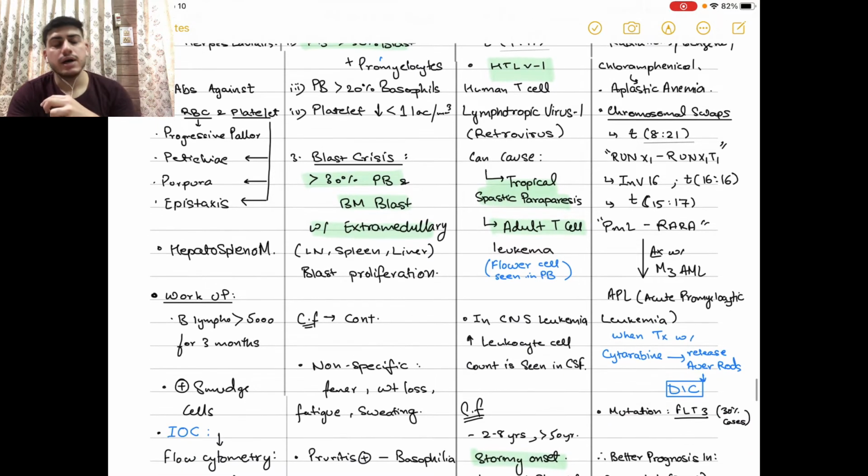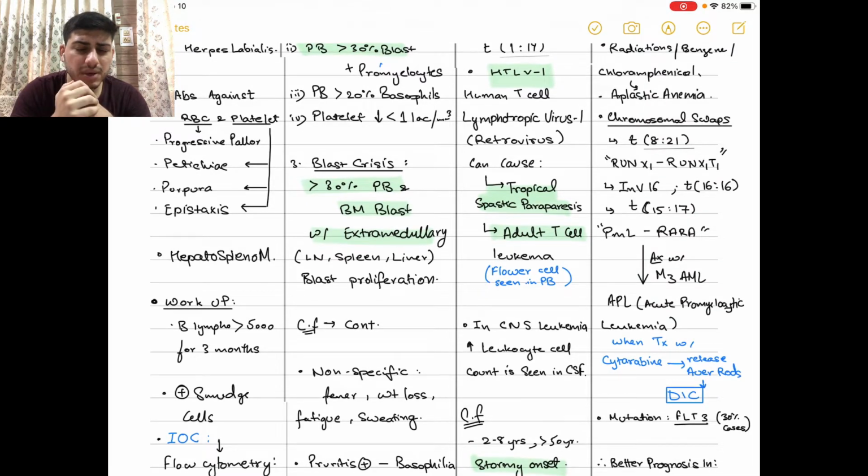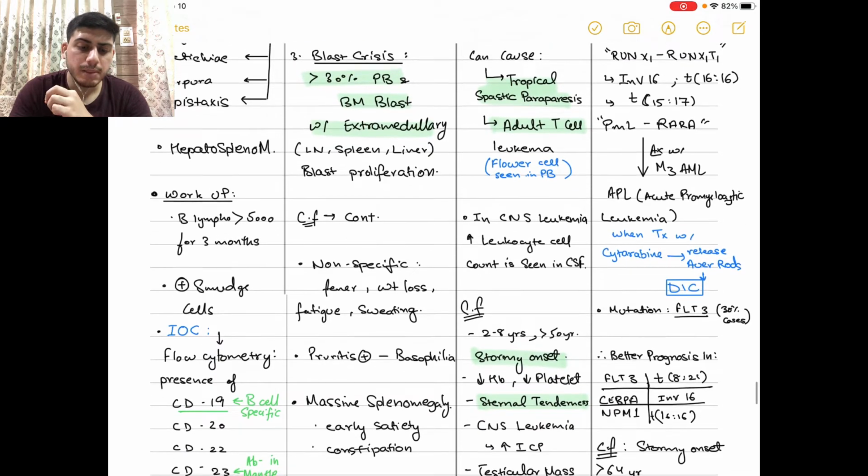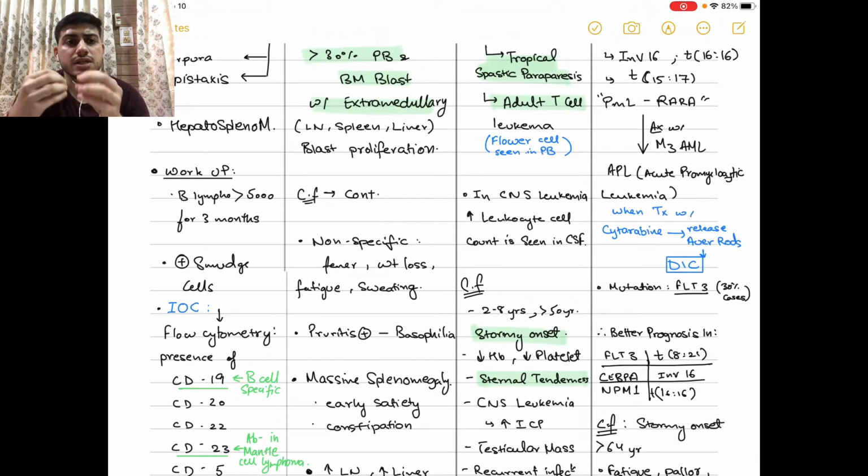Now there is antibody formation in this kind of cancer against RBC and platelets, so that will cause manifestations like pallor related to RBC, and platelets will cause petechiae, purpura, epistaxis, and hepatosplenomegaly. As soon as the cancer cells spread in blood, they will reach the liver and the spleen, so manifestations like hepatosplenomegaly will occur.